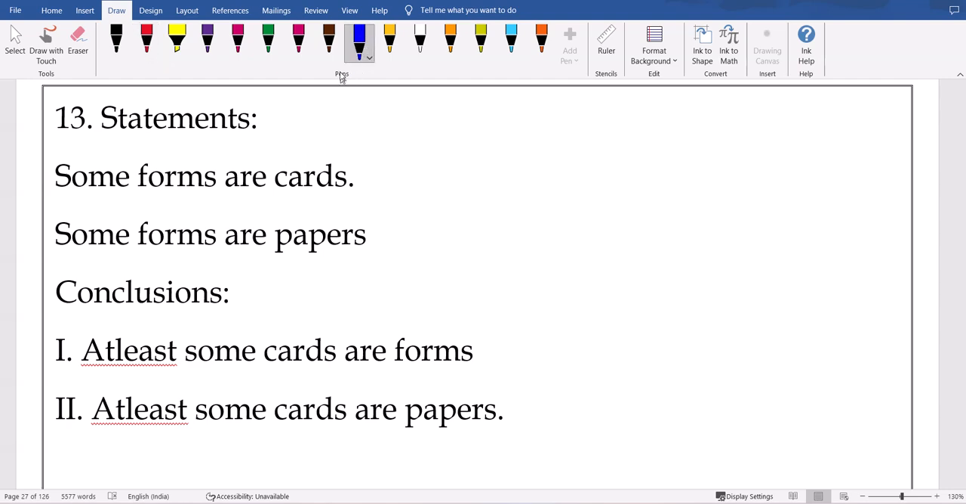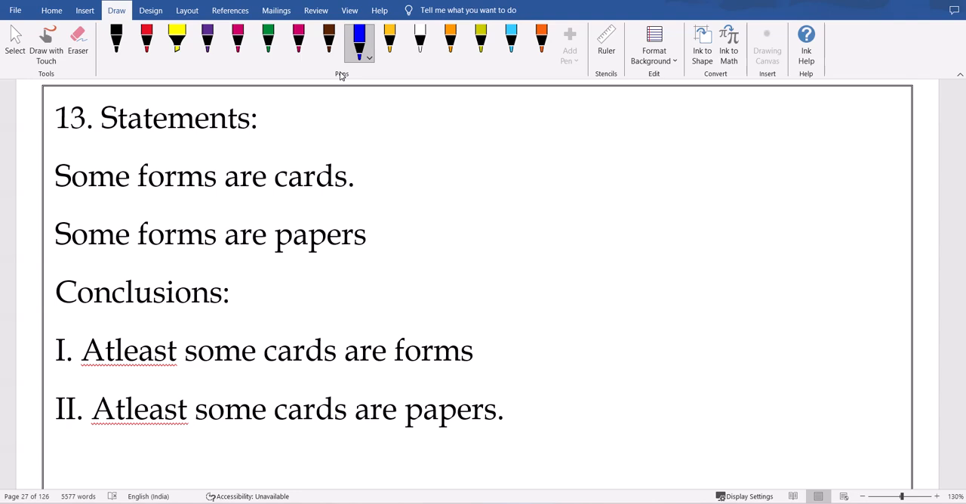Some forms are, see now, all some all. If you refer, we discussed four questions, all related. Next four to five questions are some-all. The previous question was all-some. Now this is a some question.